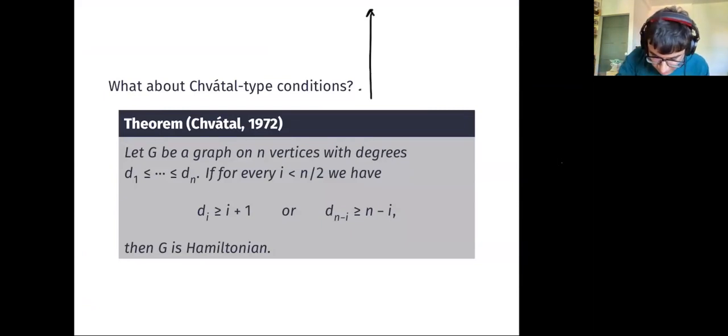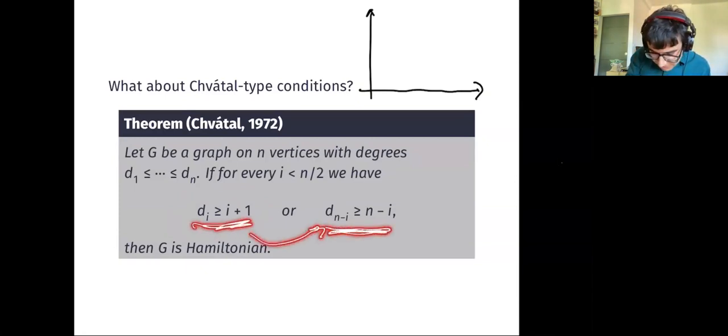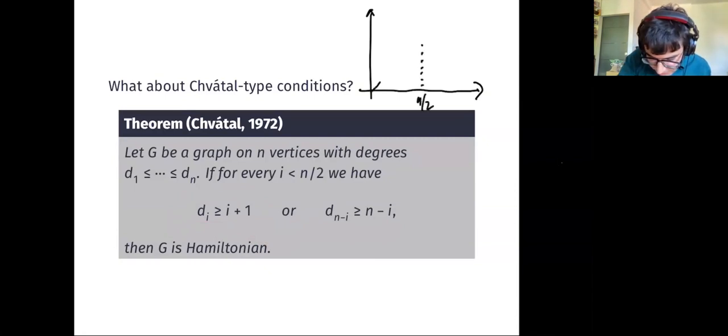And Chvátal says you can have this condition for the ith vertex. This is the same as in the Posa-type condition, but maybe you don't satisfy this condition for the ith vertex. If you don't, then you need to compensate for this at the (n-i)th vertex. So in a picture, it will look something like this. This will look like the Posa condition. Maybe at the ith step you fail, and you will need to compensate for this later. Something like this.